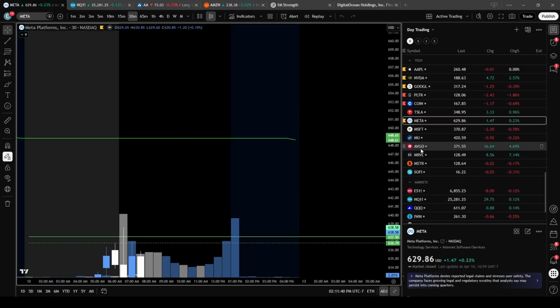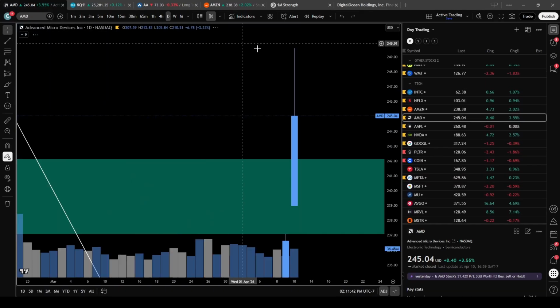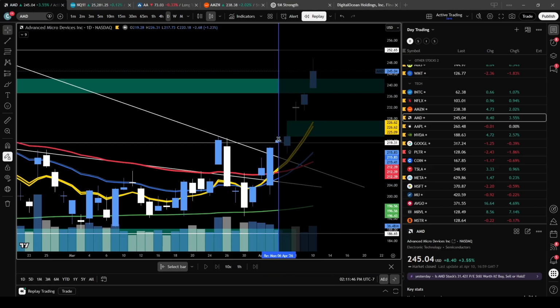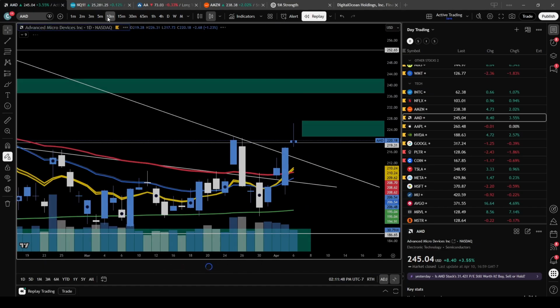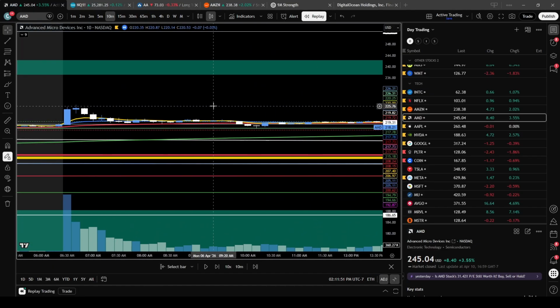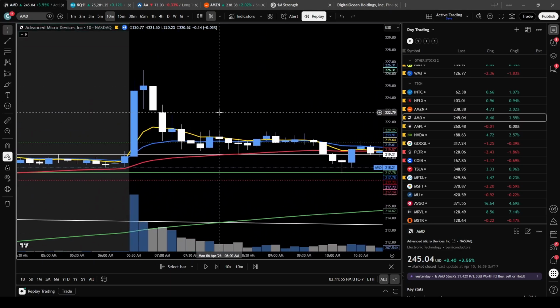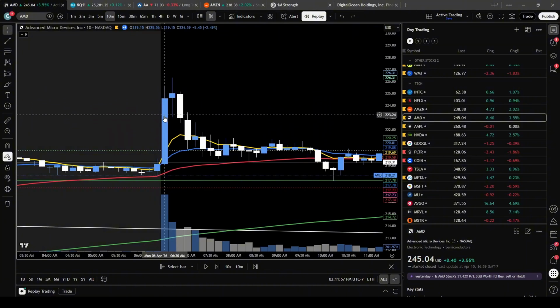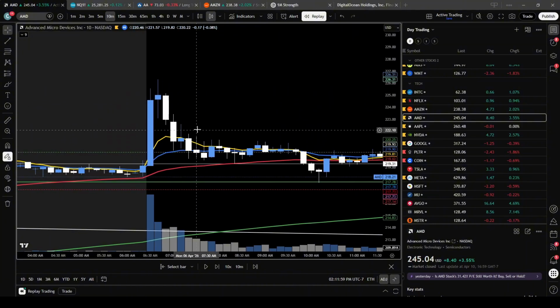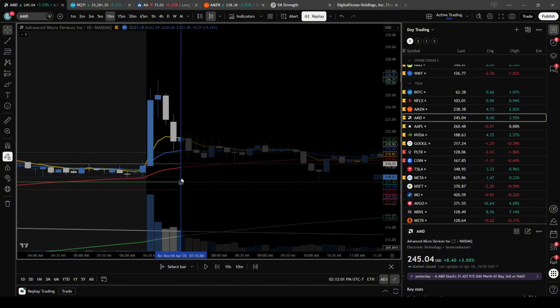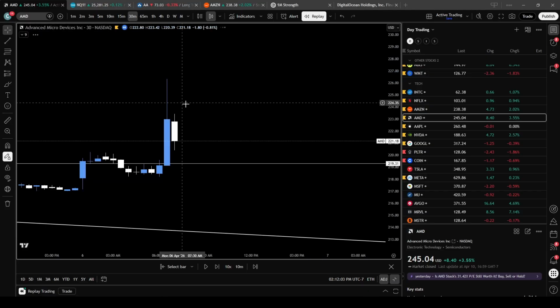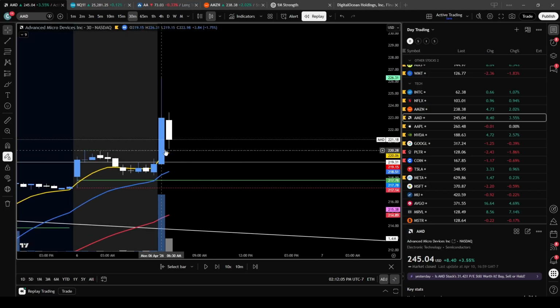Alrighty. So now we're going to go over AMD on April 6th. This is an example of how to not trade a 30-minute flag, because it's not really a flag in the first place. So here we get this nice impulse move, right? It looks good on the 10-minute, but if you go to the 30-minute, it's not really a flag.